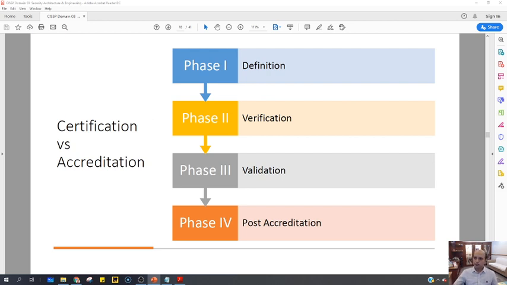So in each certification, till the accreditation step, these are the 4 phases: definition, defining the scope and everything; then verification of whatever we have defined; then validation, checking whether what we have defined is working fine or not; and finally post validation, maintaining the same.